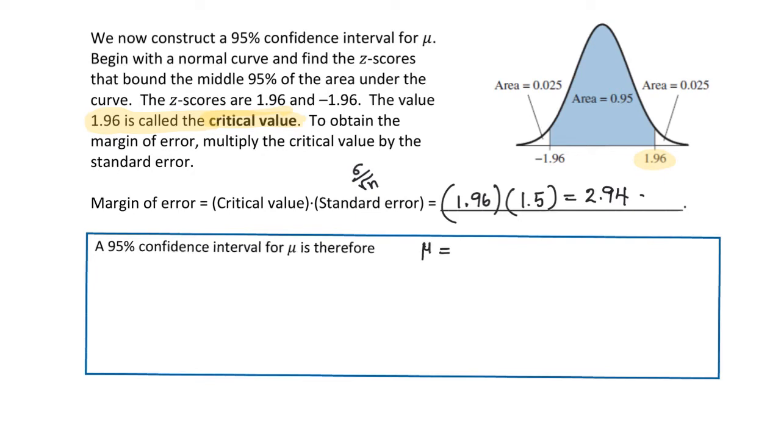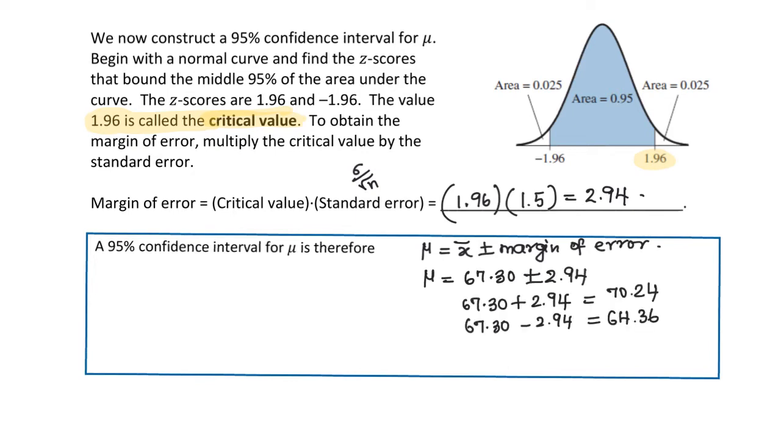So the population mean mu is actually x bar, the sample mean, plus or minus the margin of error. So mu equals 67.30 plus or minus 2.94. So we get two values, one with the plus sign and another with the minus sign.